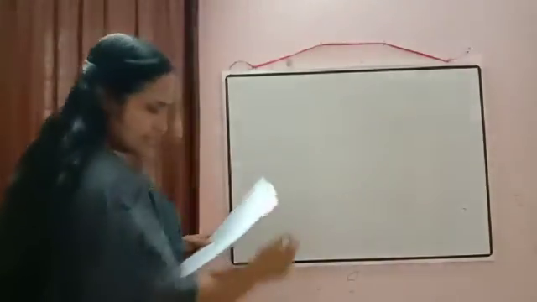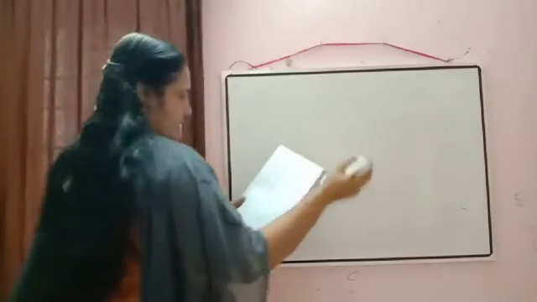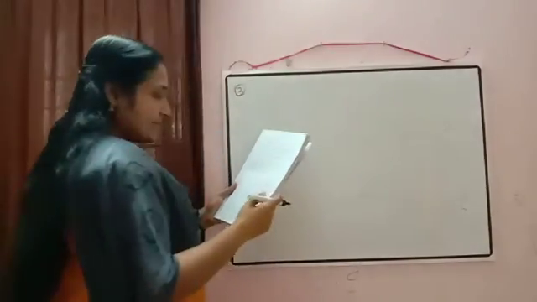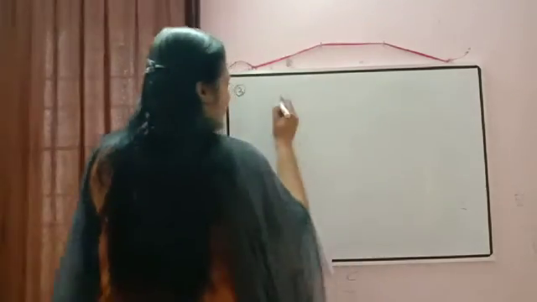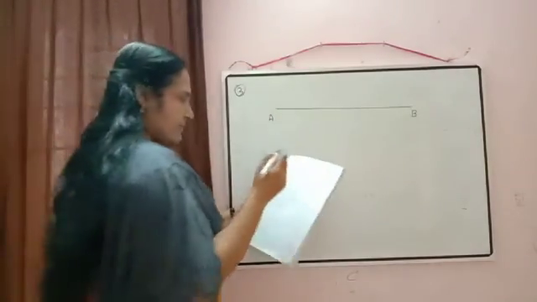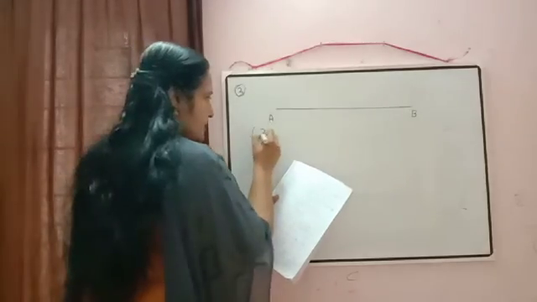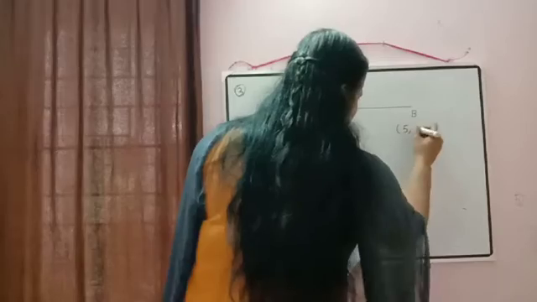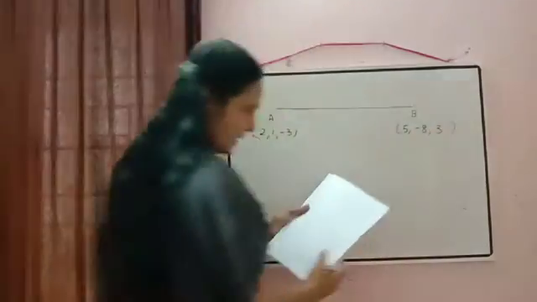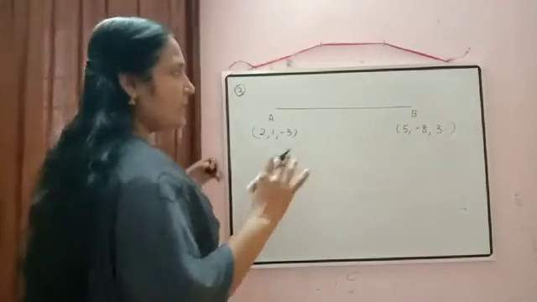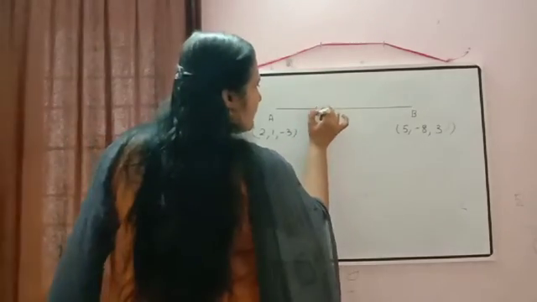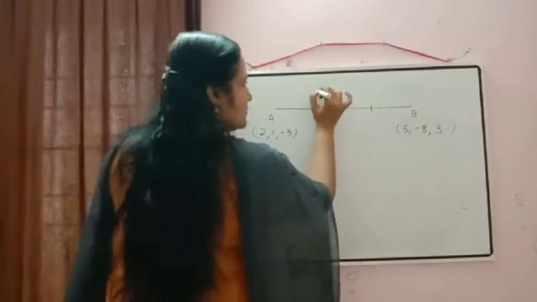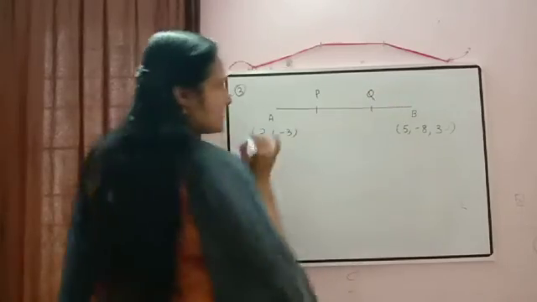In question number 3, it is written, find the coordinates of the points which trisect the line segment AB. Trisect meaning what? Yes, dividing into 3 equal parts. Trisect the line segment AB, where the coordinates of A are (2, 1, -3) and B are (5, -8, 3). Now it trisects, so it is dividing into 3 equal parts. So one here we can mark and one here. This one I am taking as P and this one as Q.